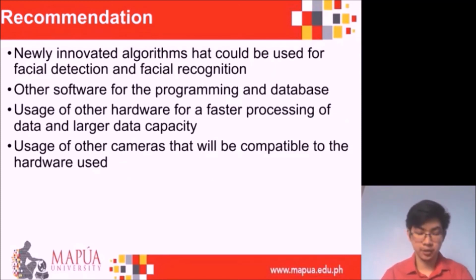For our recommendations, future researchers could look into newly innovated algorithms that could be used for facial detection and recognition. They could also look into other software for the programming and database. Also, usage of other hardware for faster processing of data and a larger data capacity, and using other cameras that will be compatible with the hardware that they will use.